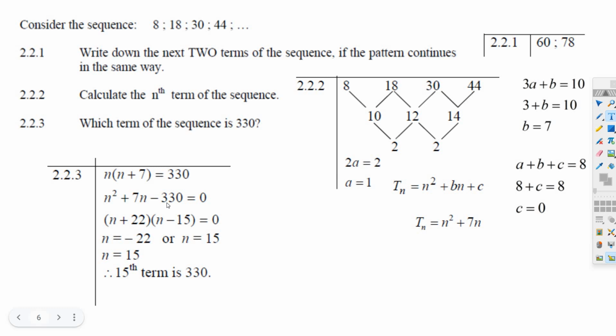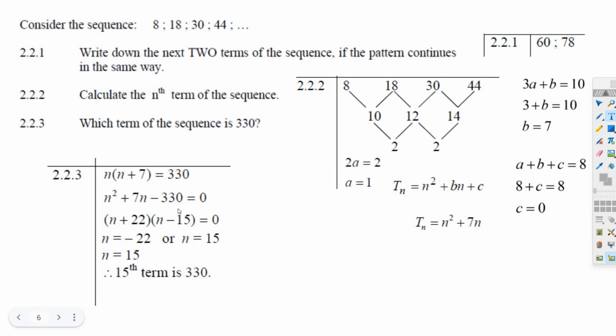Now, you might want to put this into the quadratic formula if you don't know your times tables up to 330. If you put this in the quadratic formula, you'll get two answers, minus 22 and 15. But the only one that makes any sense for us is 15. It must be the 15th term because n is a positive integer. That's how quadratic sequences work.